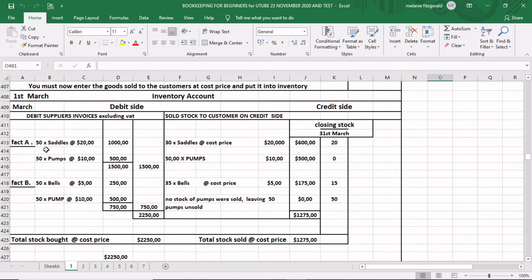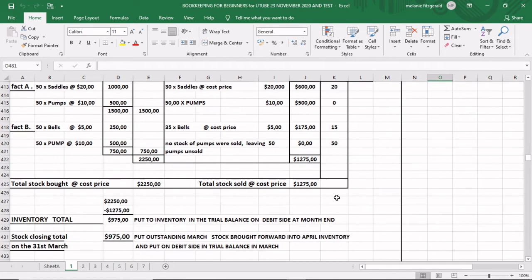So we're just subtracting. So here we bought from Factory A 50 saddles, and we sold 30 saddles, and we're left with 20 saddles left in stock. We bought 50 pumps from Factory A. We sold 50 pumps, so we're left with nothing of those pumps that we bought from Factory A. We bought 50 bells from Factory B, but we sold 35 bells. So that leaves us with 15 left in stock. And we also still bought, because we're doing this per factory, 50 pumps from Factory B, but we didn't sell any of Factory B's pumps. So we still got 50 left.